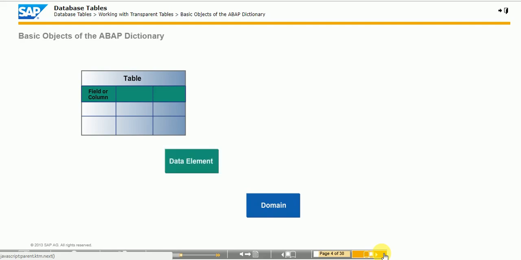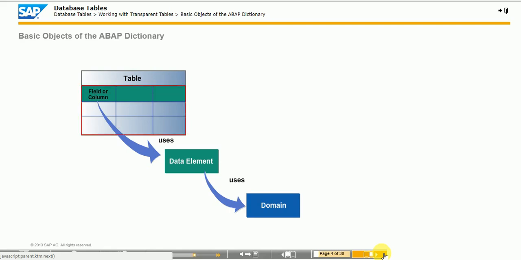Data element. A data element is used for the semantic definition, for example, a short description of a table. A data element also describes the meaning of a domain in a certain business context. The data element primarily contains the field help or F1 documentation and the field labels on the screen.